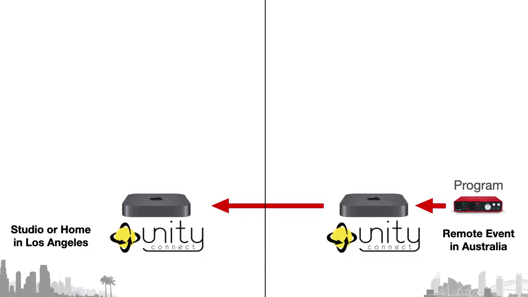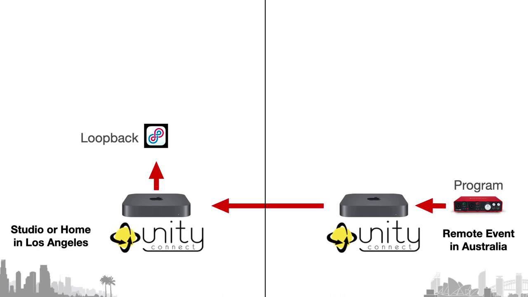Generally, the same Mac is also going to be running Unity Connect, because Connect sends audio to another Unity Connect software. In this illustration, I'm going to say that the Unity Connect software and the Unity Intercom server are both running on that same computer. They can be separated, though, either way.